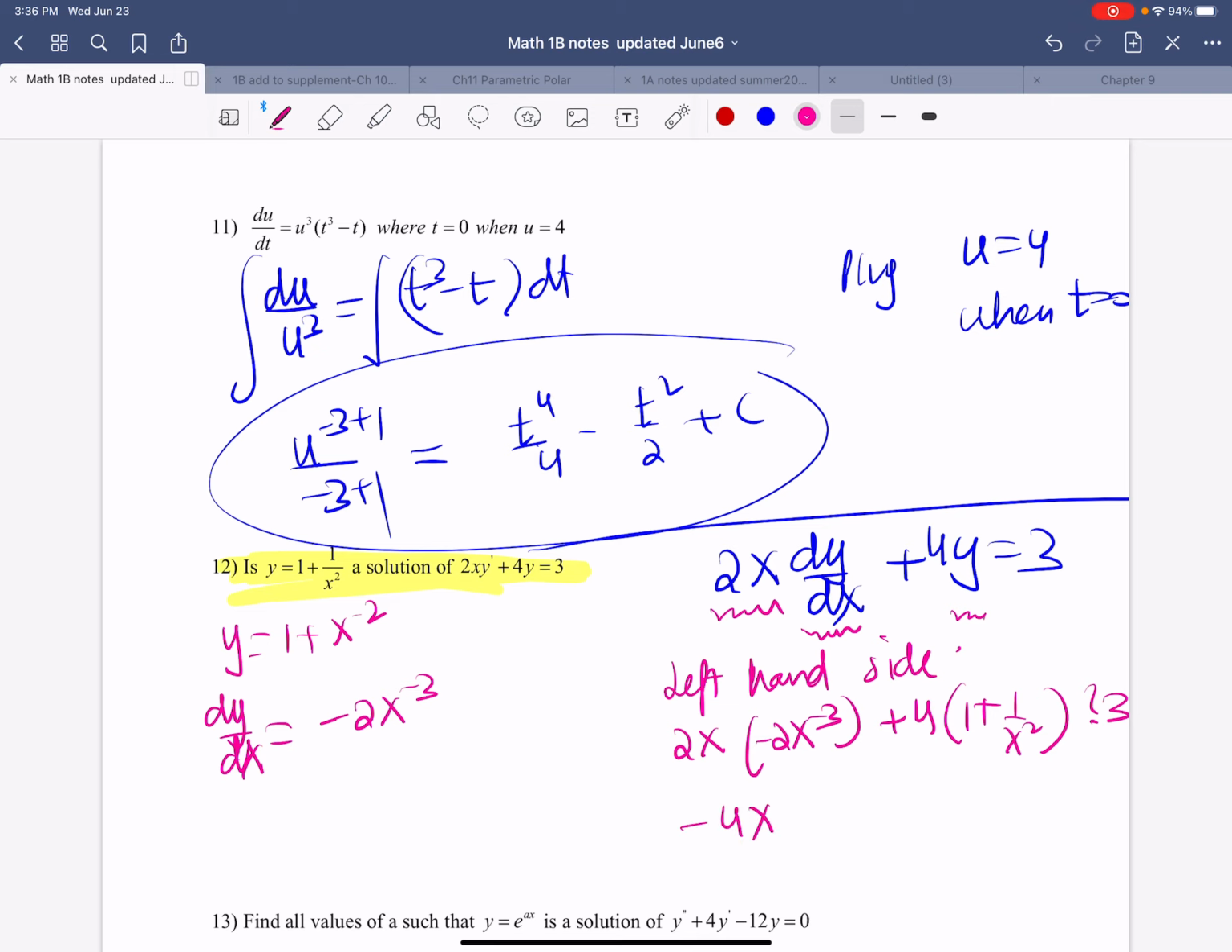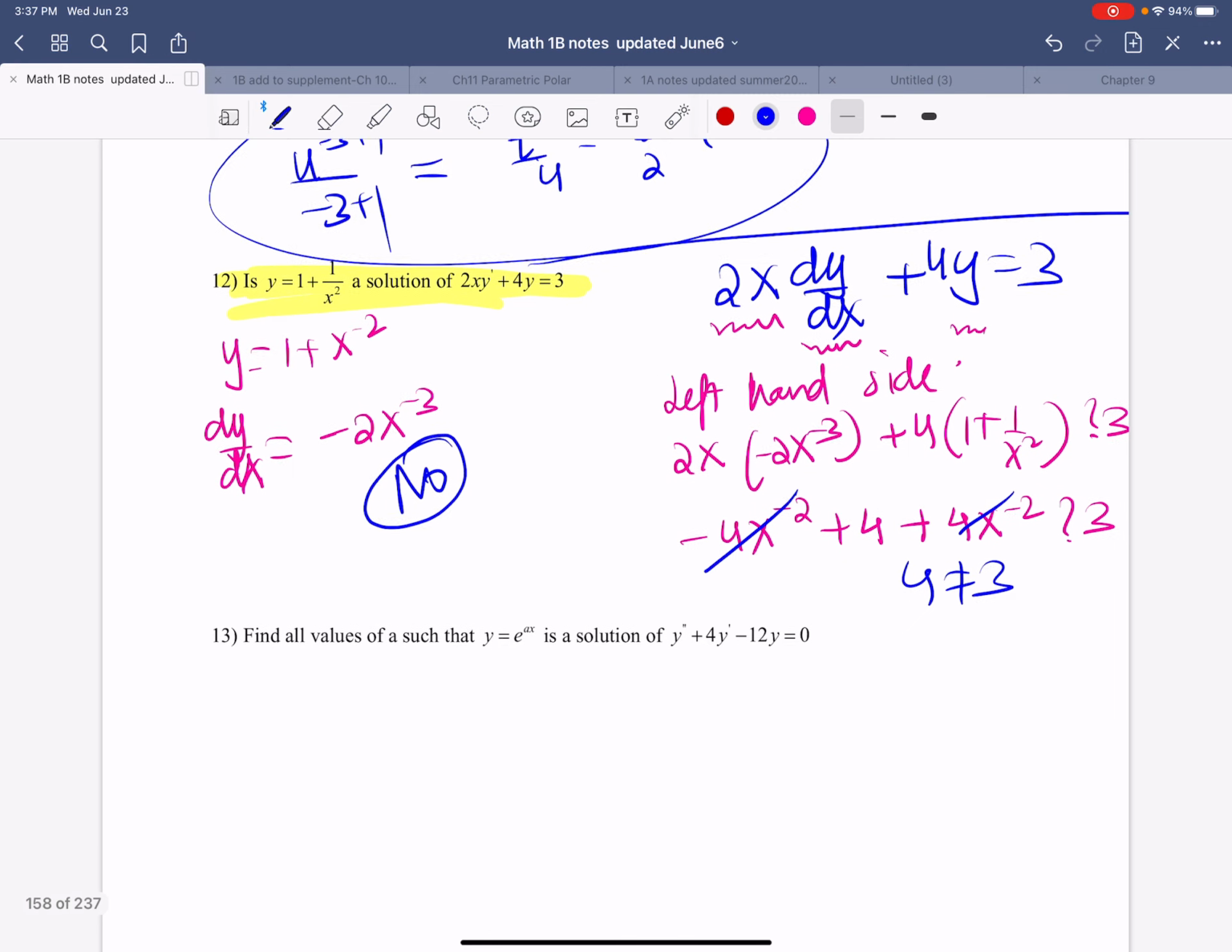Negative 4x to the power negative 3 plus 1 is negative 2, plus 4 plus 4x to the power negative 2. Is that equal to 3? Does not look like it to me. These are going to cancel. 4 is not equal to 3. So that means no, this is not a solution.